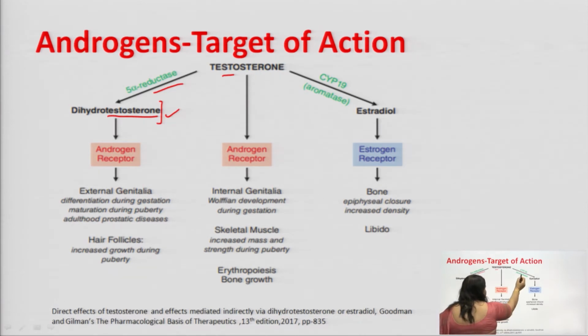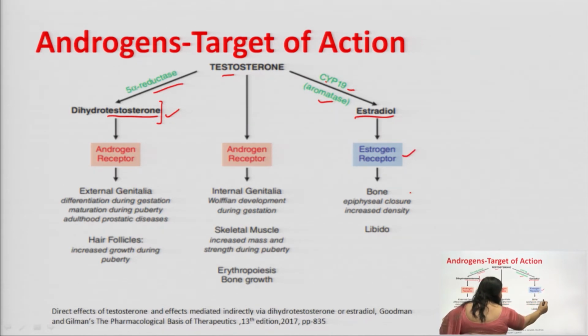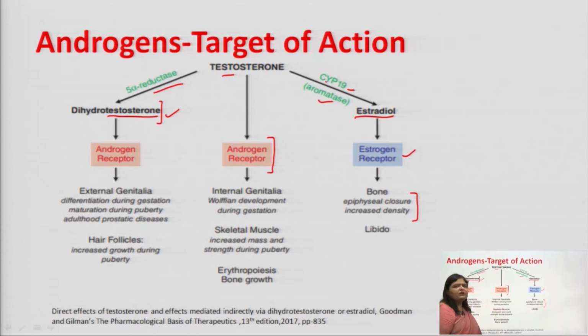Then testosterone, by the enzyme aromatase, or cytochrome P19 aromatase, is also converted into estradiol, which acts on the estrogen receptor and is responsible for certain actions. Testosterone also acts directly on the androgen receptors and produces certain actions. Dihydrotestosterone acts on the androgen receptor and produces its actions.